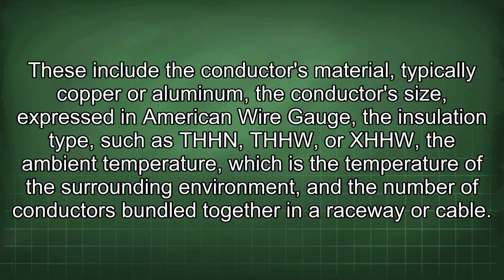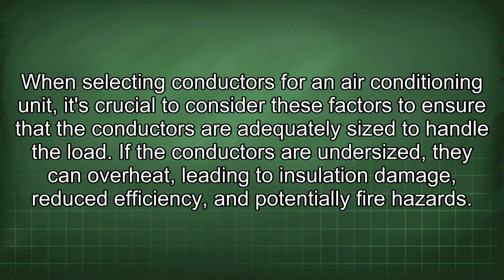These include the conductor's material, typically copper or aluminum, the conductor's size, expressed in American wire gauge, the insulation type, such as THHN, THHW, or XHHW, the ambient temperature, which is the temperature of the surrounding environment, and the number of conductors bundled together in a raceway or cable. When selecting conductors for an air conditioning unit, it's crucial to consider these factors to ensure that the conductors are adequately sized to handle the load. If the conductors are undersized, they can overheat, leading to insulation damage, reduced efficiency, and potentially fire hazards.